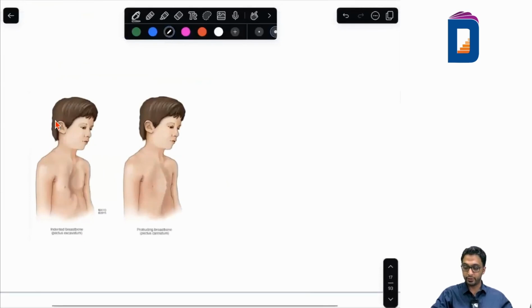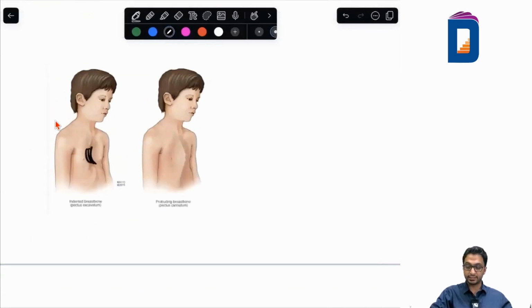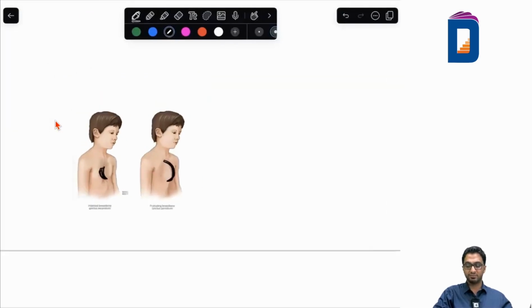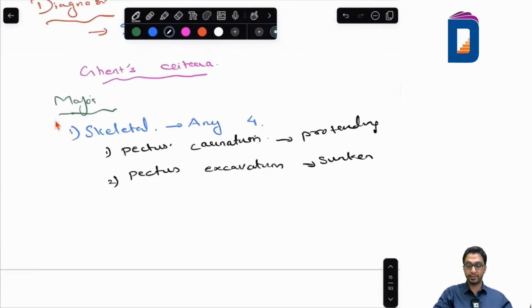Where is that? Okay, this is it. This is a sunken excavatum. This is protruding. See this. So just that's one of the major criteria.